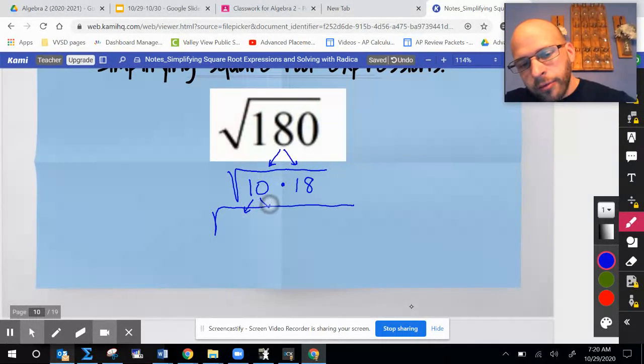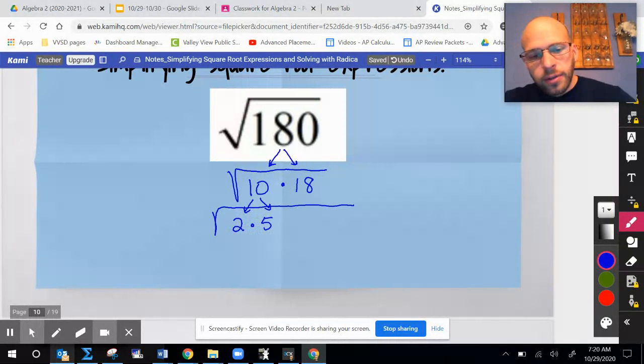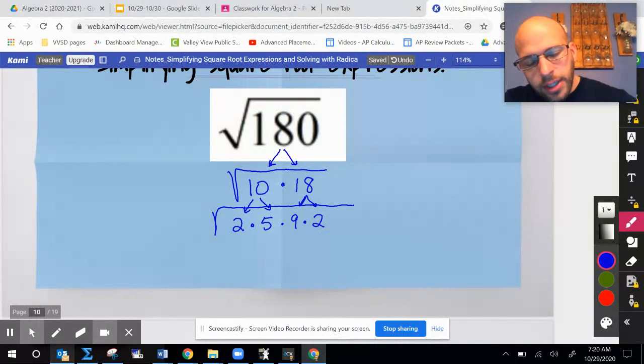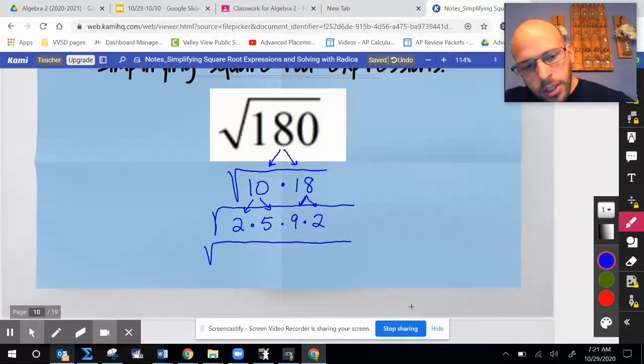Something called prime factorization. So 10 can be broken down into 2 times 5. 18 can be broken down into 9 times 2. And I think I can break that 9 down even further. So again, don't get lazy with your writing here. I want to write it all out. So I'm going to have a 2 times 5. The 9 can become 3 times 3.